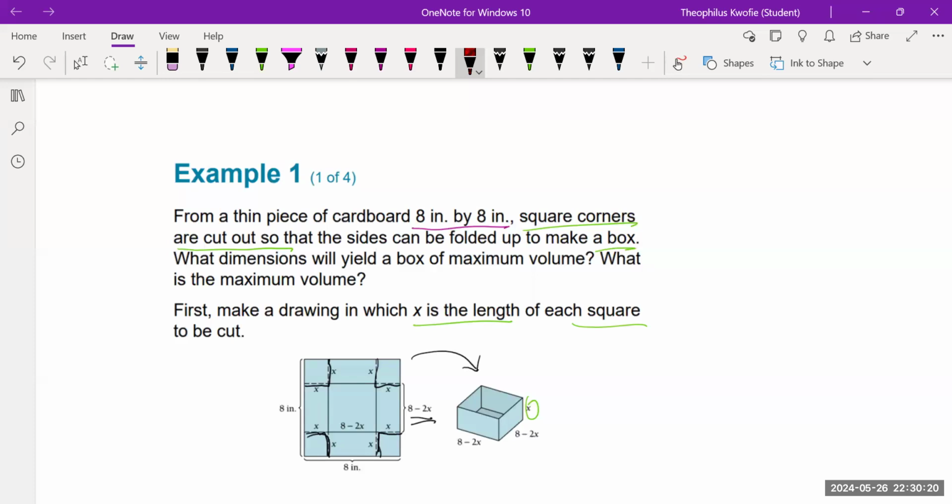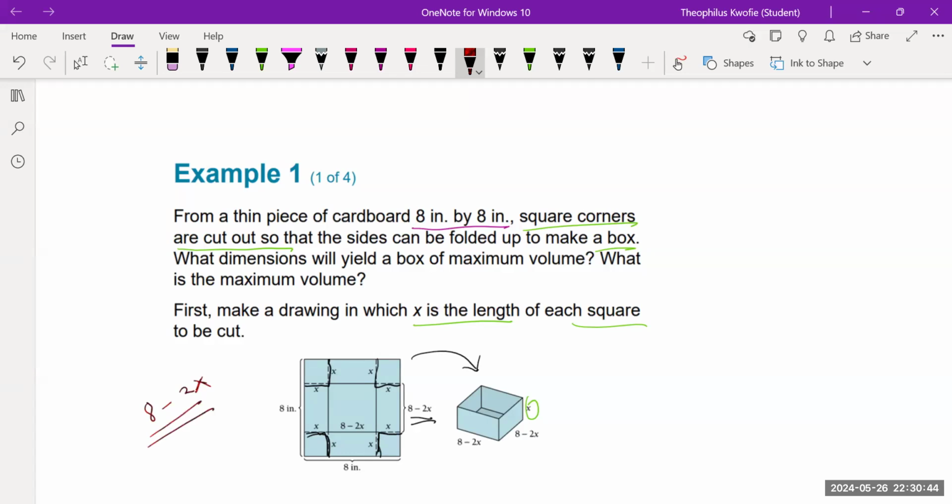So what it means is that if each corner is being cut off, one length of the cupboard will just be 8 minus 2x. Remember, because each side of the length has two sides being cut off. So the remaining one will just be 8 minus 2x, right? And the other side will also be that.